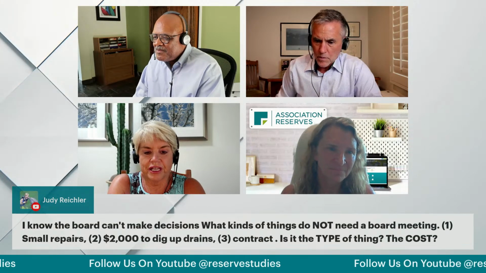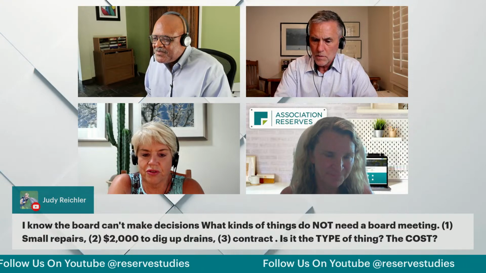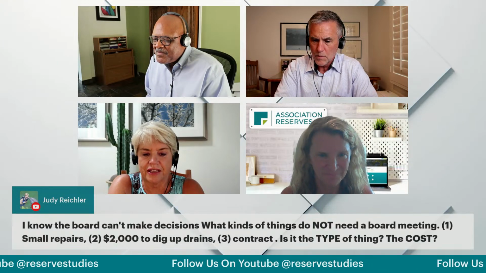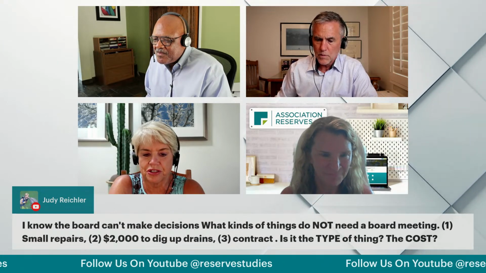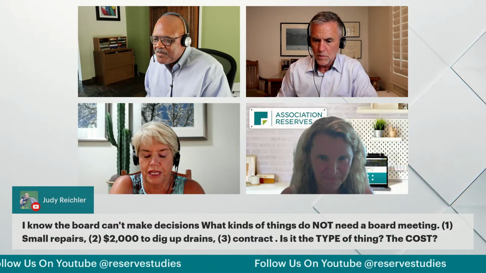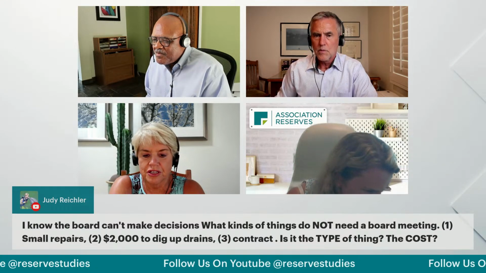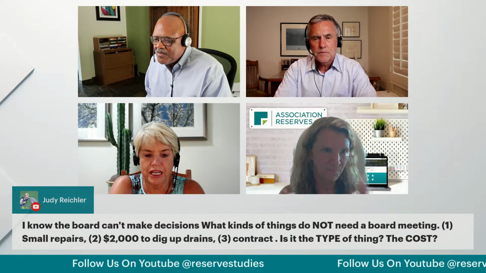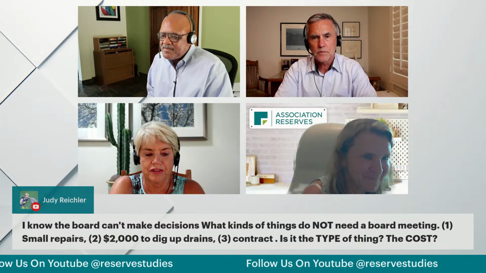Well, that's interesting. Okay, so she says she knows the board can't make decisions. I think that she probably had something else in there too, but what kind of things do not need a board meeting? Small repairs, like $2,000 to dig up a drain, or a contract? Is this the type of thing, the cost?